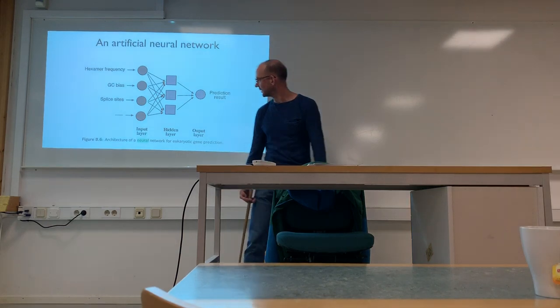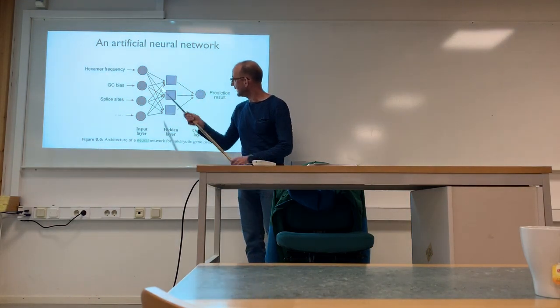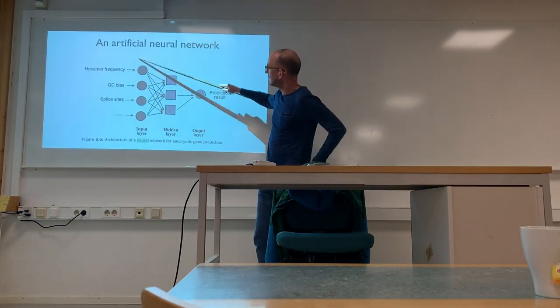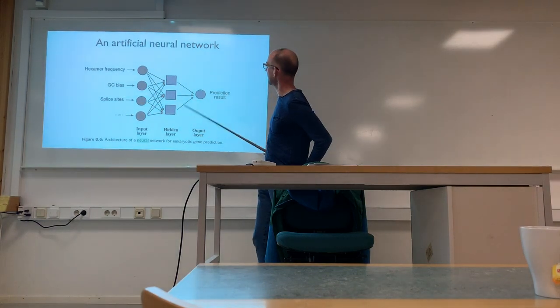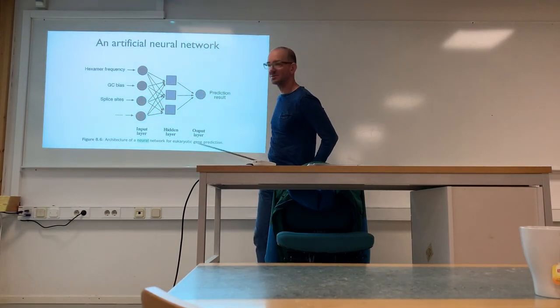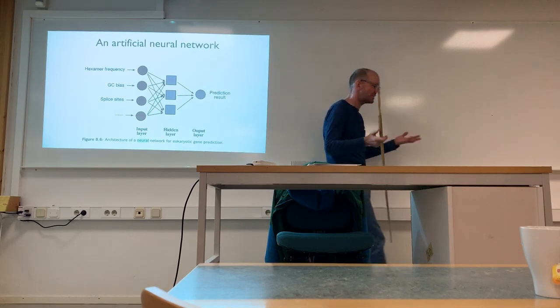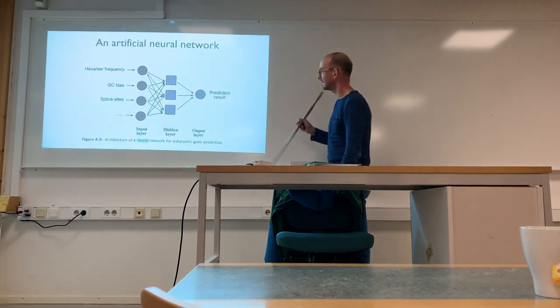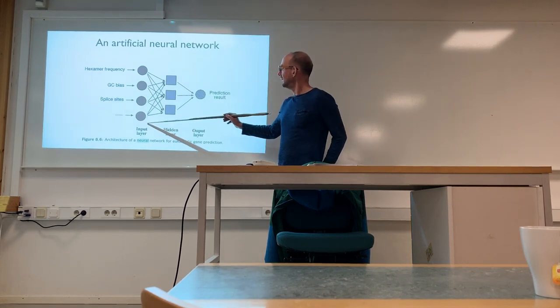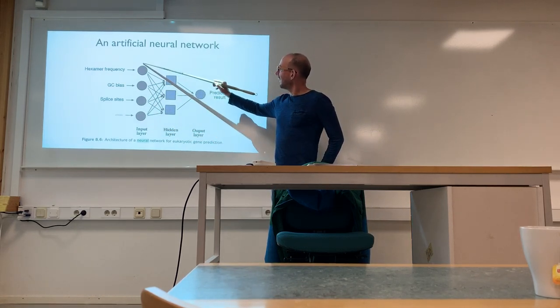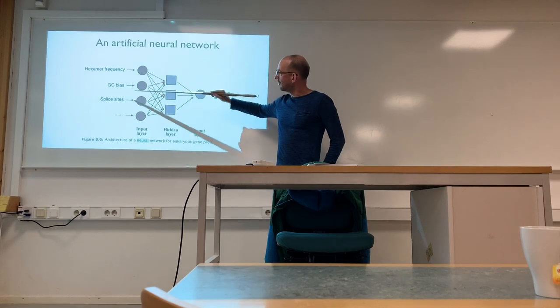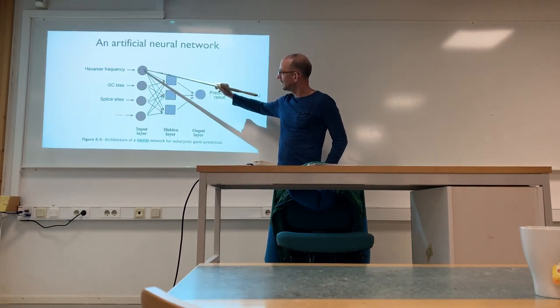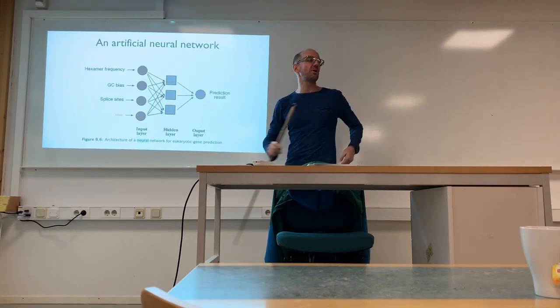So what do we do? This is from the book, actually. The idea is often that we take a number of inputs. In this case, it was to predict genes, so whether part of a genome is a gene or not. This we talked about last week. Then you can take a number of measures that you then turn into some type of numbers.